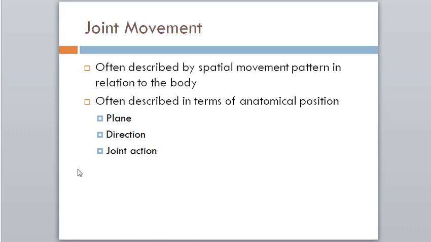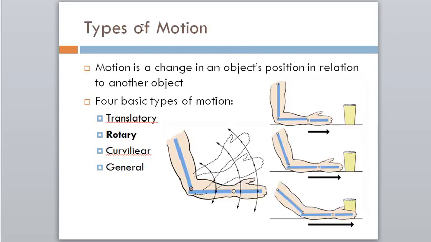The one other concept that we started to introduce, we were talking about the types of motion that exist in physics. So just looking at physics outside the human body, movement is usually categorized into four basic types: translatory, rotary, curvilinear, and general. General being some combination of all the three previous ones.